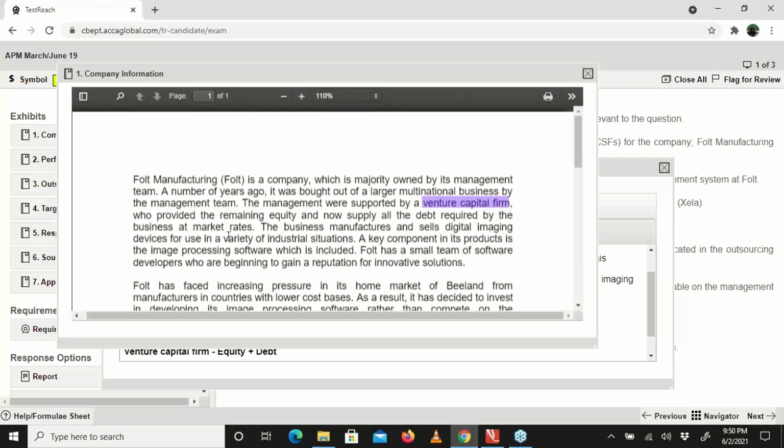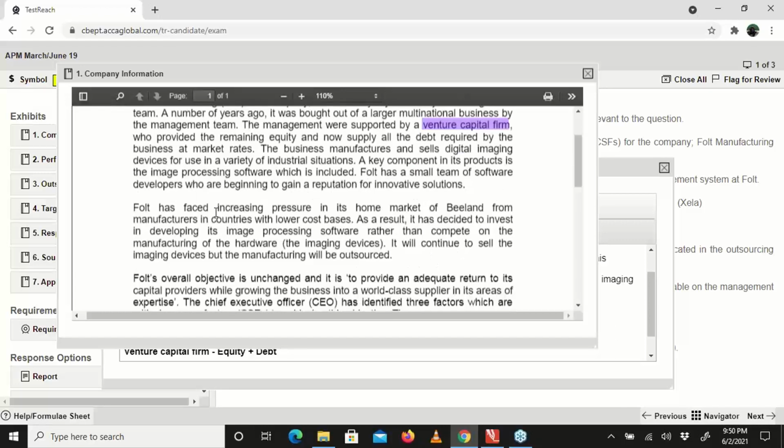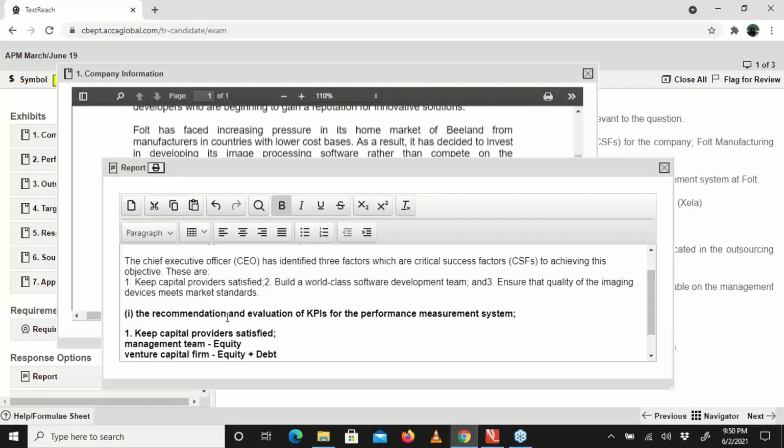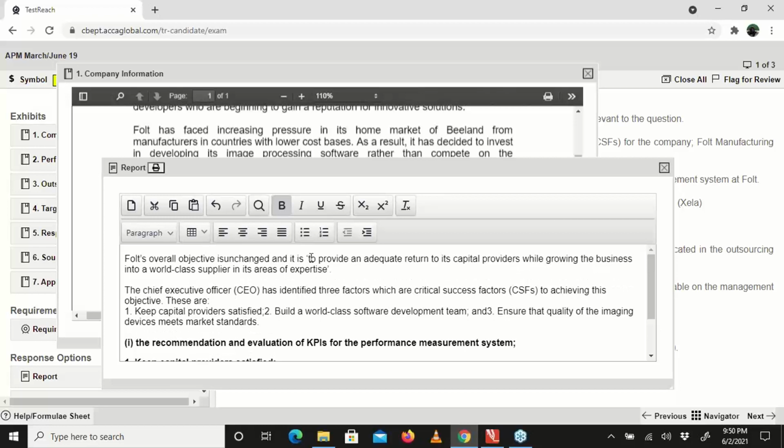The business manufactures and sells so and so. A key component in its product is so and so. Fold has a small team of manufacturing. Fold has faced increasing pressure in its home market. Fold's overall objective is unchanged, to provide an adequate return. Now, what do they want to do? To provide an adequate return to its capital providers while growing the business into a world-class business. So basically, they want to keep the capital providers satisfied. And how? By providing an adequate return to its capital providers.